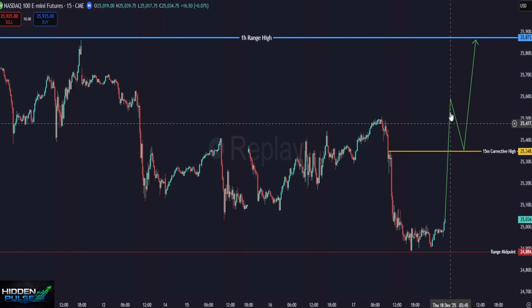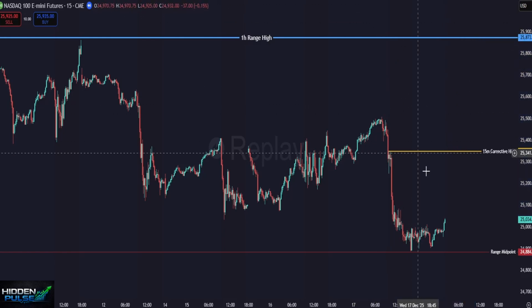Now, this is probably a good moment to pause and point something out. Price is fractal.